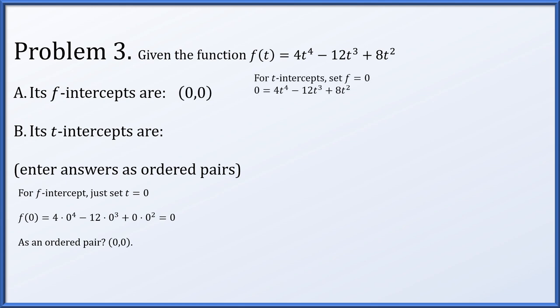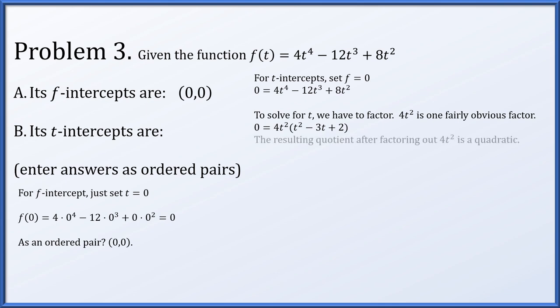So now we have 0 is equal to 4t to the 4th minus 12t cubed plus 8t squared. We need to solve this for t. We have a polynomial equal to 0 we're going to factor. One thing you can pull out is a t squared from every term. You can also pull out a 4 from every term, so we're going to do that. Factoring 4t squared out of every term leaves behind t squared minus 3t plus 2.